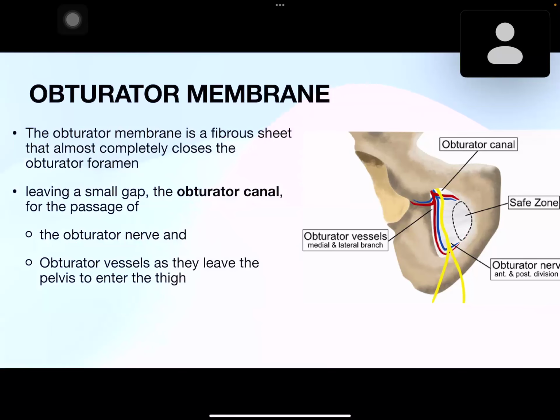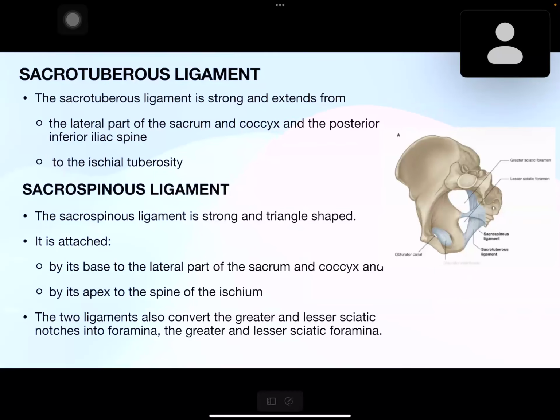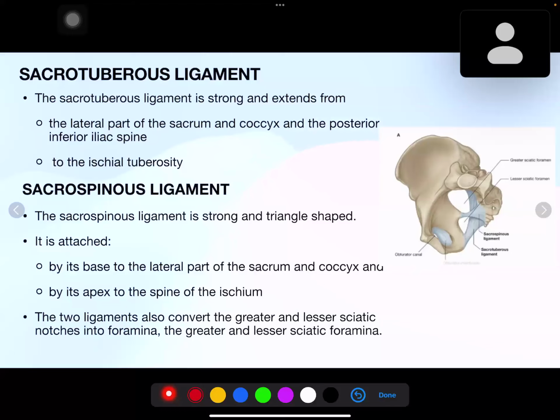Okay, so move on to the ligaments. These are two very important ligaments. The sacrotuberous, as the name indicates, from the sacrum to the tuberosity. The sacrotuberous ligament is strong and it extends from the lateral part of the sacrum and coccyx and the posterior inferior iliac spine as well, to the ischial tuberosity, starting from the sacrum and then going to the tuberosity, meaning the ischial tuberosity.